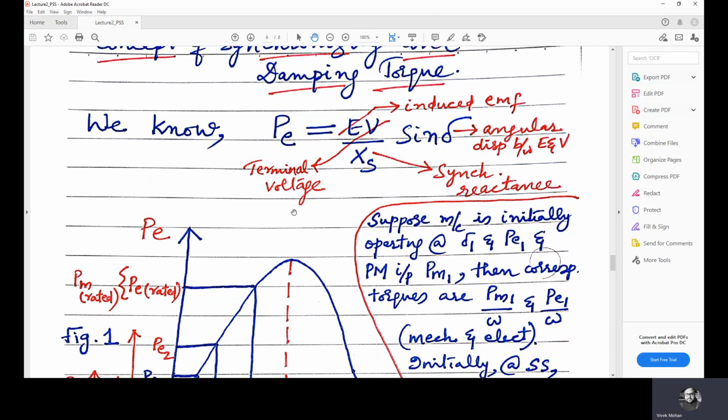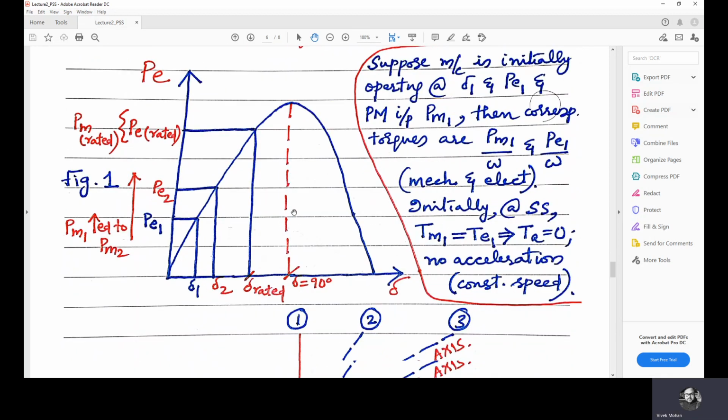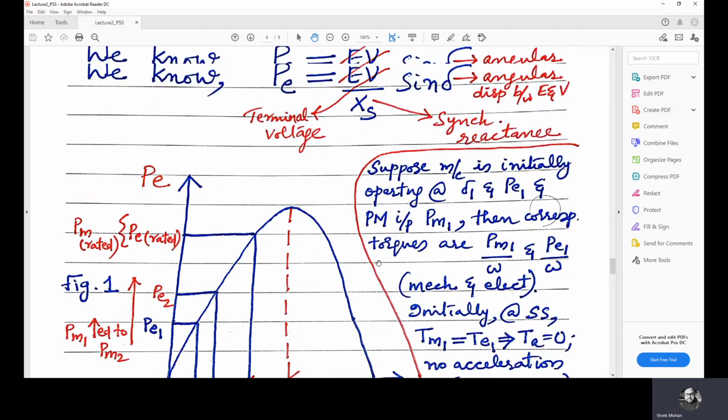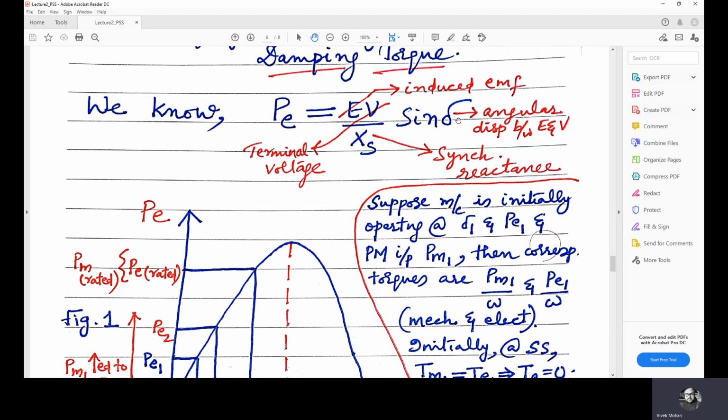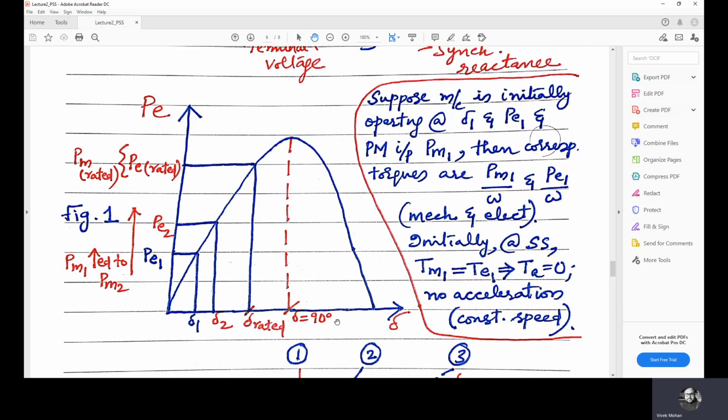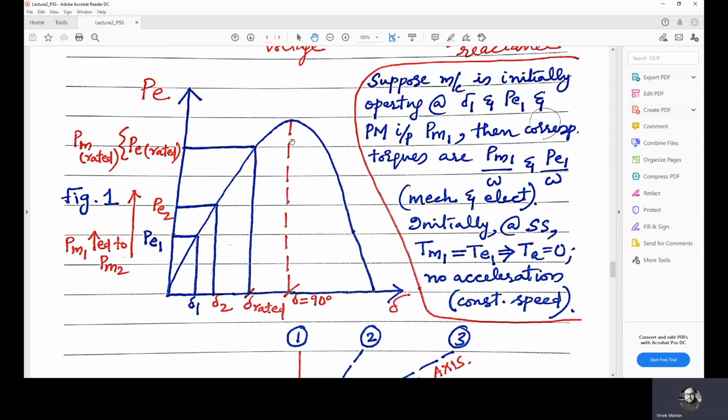Now let's see the plot of del versus PE, or power angle versus electrical power output. It's half the sinusoidal cycle, because when del varies from 0 to 360 degrees, we have a full sinusoidal cycle. Here del varies from 0 to 180 degrees, where we have the half cycle, and the crest of this half cycle corresponds to del equals 90 degrees.